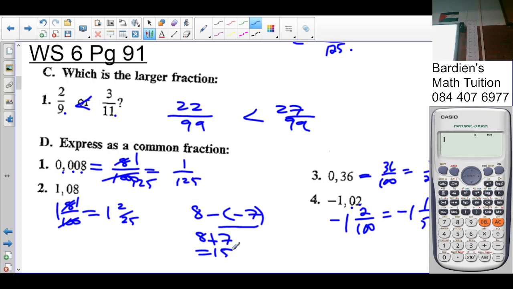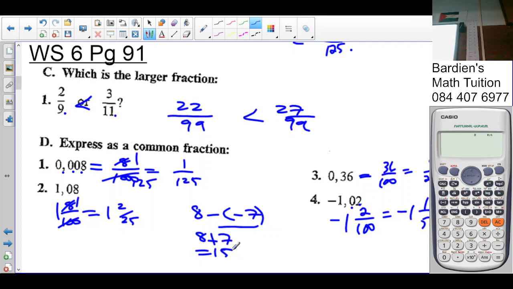Right. Number 1, negative 16. Number 2, 6. Number 3, negative 13. Number 4, 42. Number 5, negative 4. Number 6, negative 4. Number 7, negative 2. Number 8, negative 20. Number 9 is negative 55.